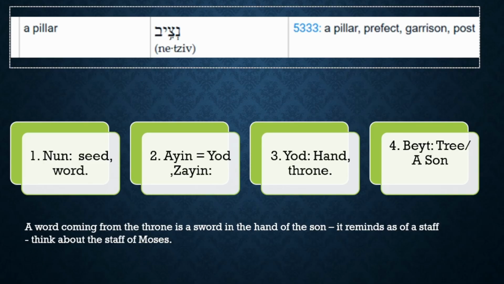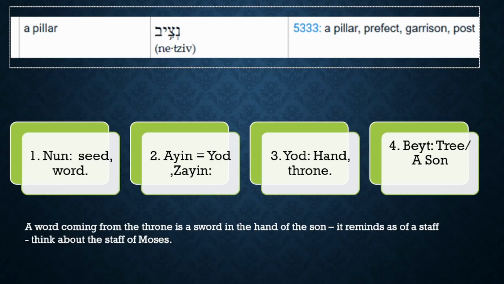The word pillar is nun, tsade, yod, bayet. Sorry, wrong. I said that wrong. It's nun, ayen, yod, bayet. Ayen, yod, zayen. Okay. Zayen, did I say it right now? Nun, ayen, yod, bayet. Okay. It's not always very clear for me what's written there.